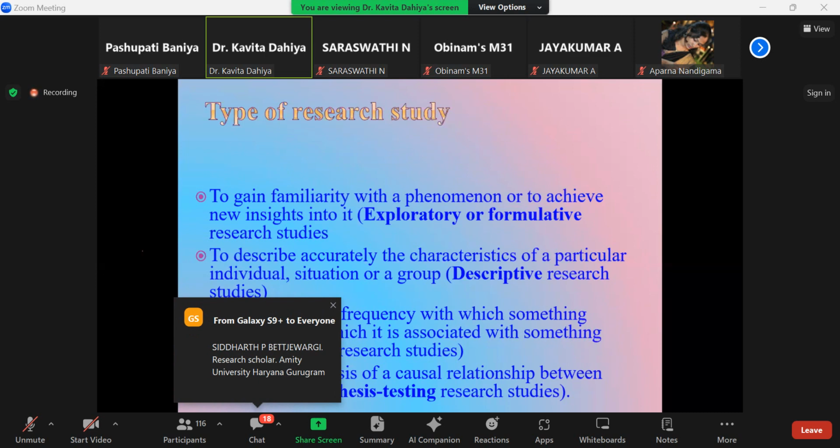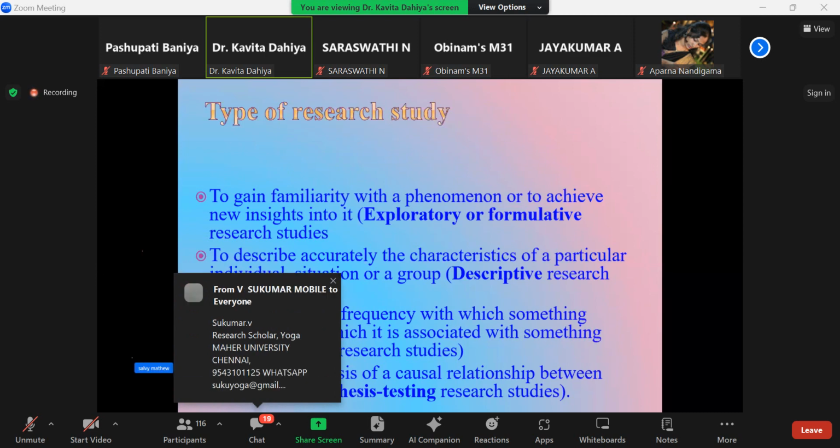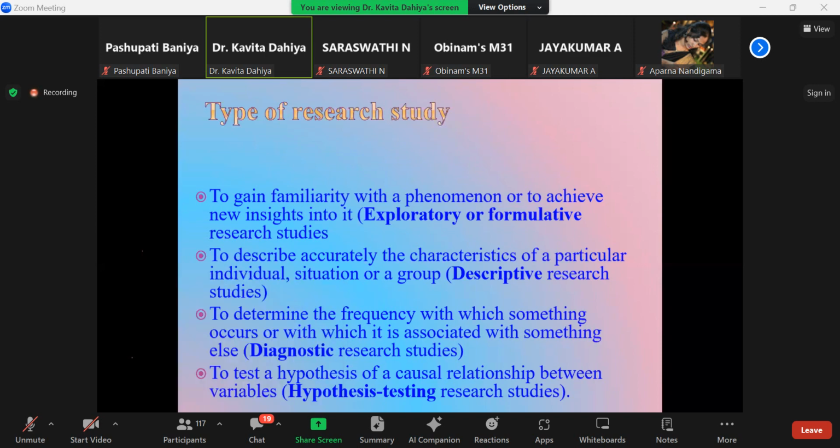Another one is diagnostic, where you are determining the frequency with which something occurs, or with which it is associated with something else. Basically, you are analyzing the association of two or more variables, meaning cause and effect association. If one is increasing, then how is it influencing another one, whether in an increasing or decreasing way? If you change one variable, how does it influence the other variable?